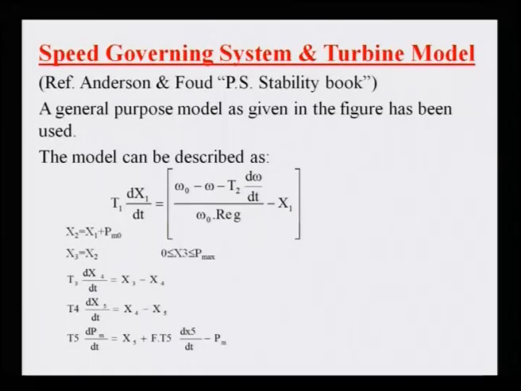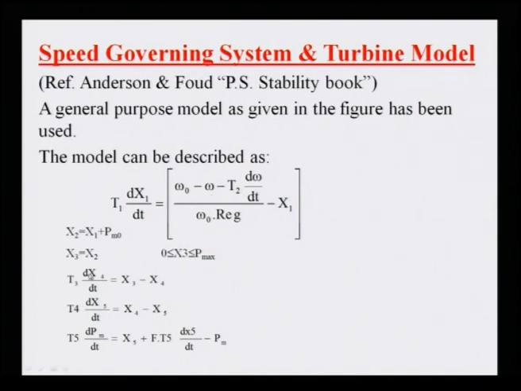Now, the third component is that we also have to model the speed governing system and the turbine. I have taken this basically from the Power System Stability book by Anderson and Fouad, as I said, and from there the model can be described as T1 dx, a general expression that we can write in this fraction.